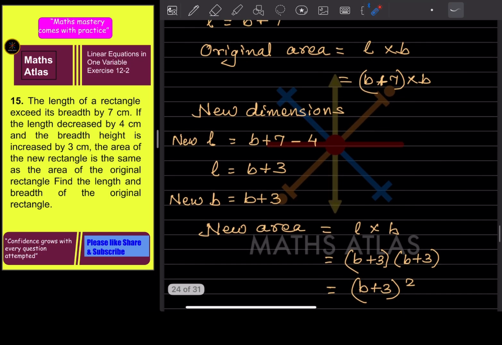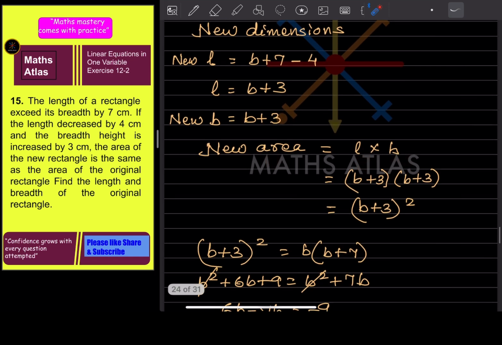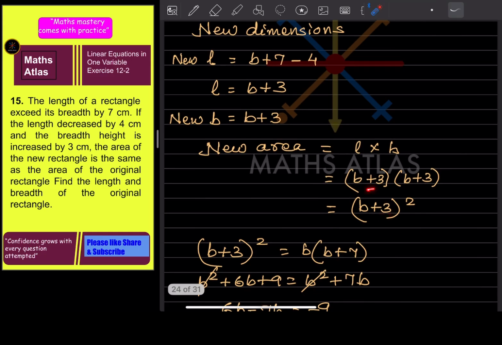So now here this is the original area. Now the new area means length into breadth. So the length also is here B plus 3 and the breadth also is B plus 3. So B plus 3 into B plus 3. So we can write this as B plus 3 whole bracket, because both of them are the same, so we can write here square.